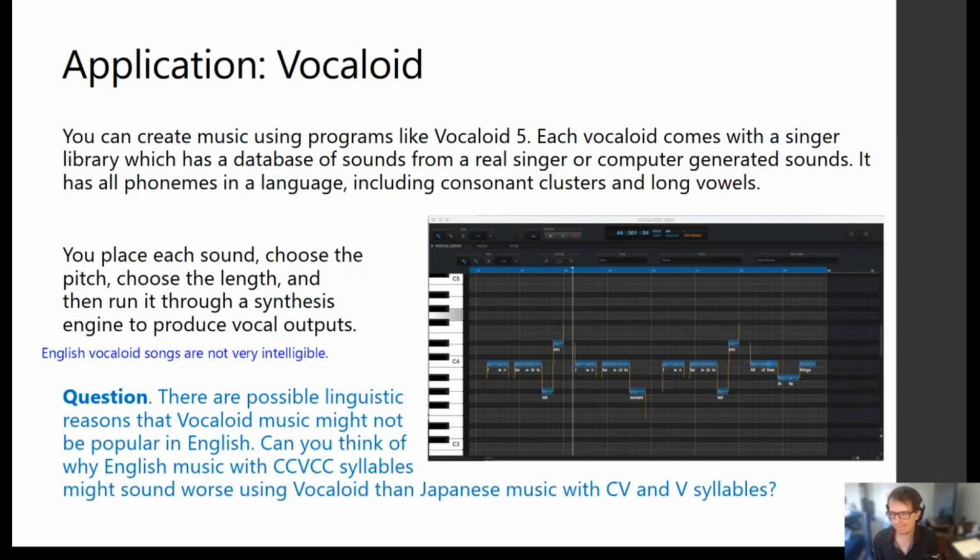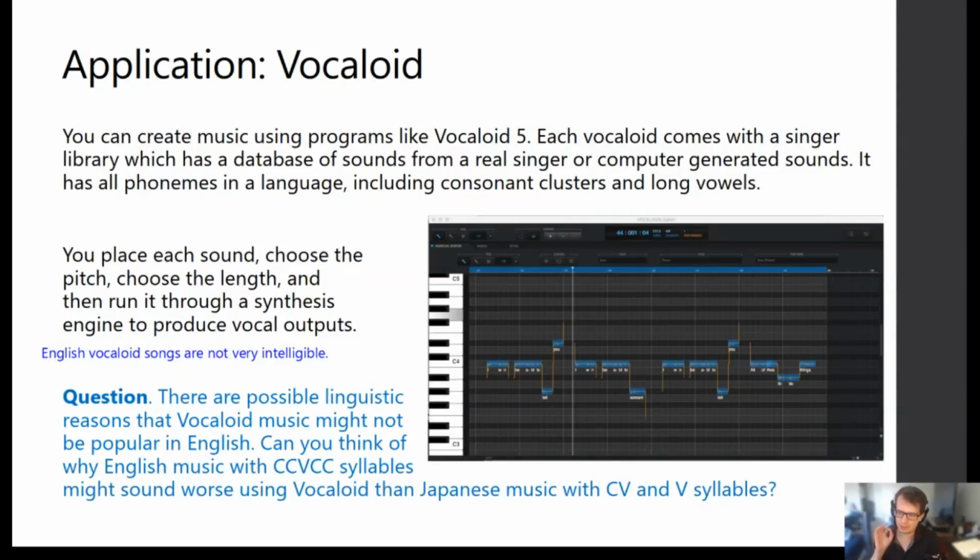And because there are so many changes, if you want to make a really good sounding English Vocaloid song with computer music, you have to string it together in a way that takes all of that into consideration, which means you need to do a lot of work to make sure those patterns are represented in the music.